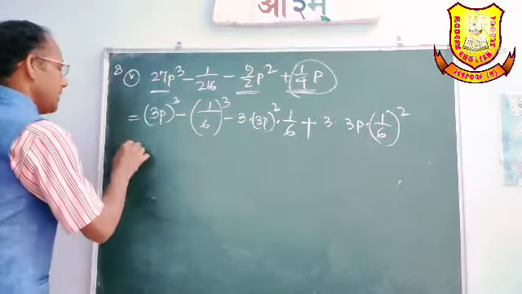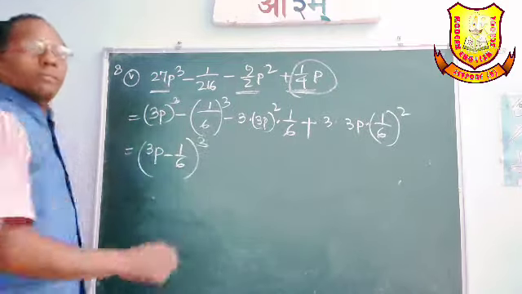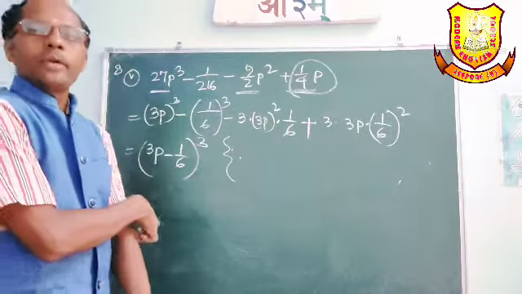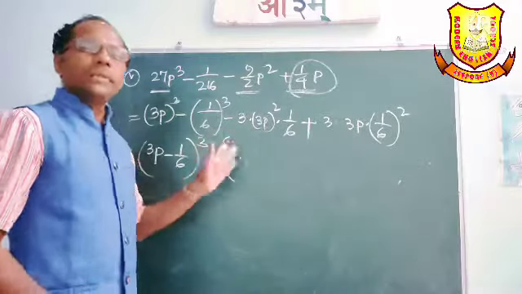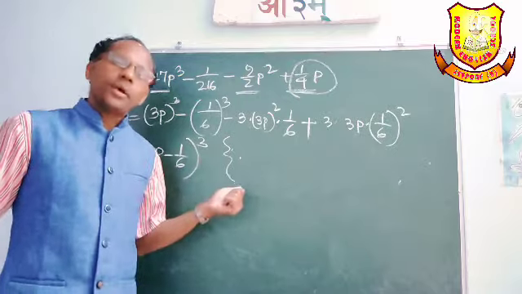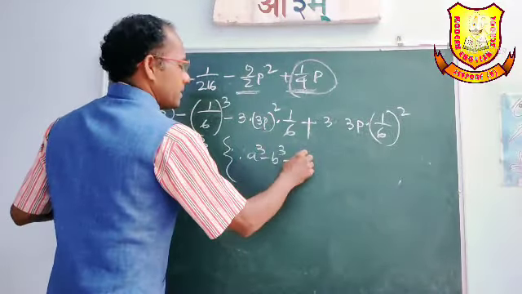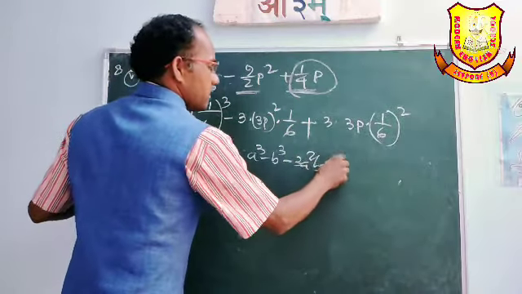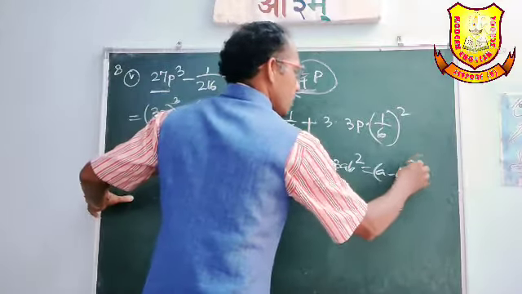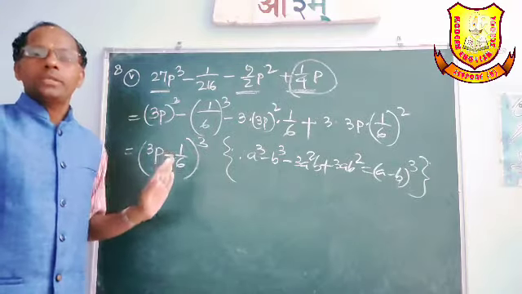So we can write (a minus b) whole cube, because we are applying the algebraic identity here. What is the algebraic identity we are applying? You have to write a cube minus b cube minus 3a square b plus 3a b square, that is equal to (a minus b) whole cube. This one is applied here.